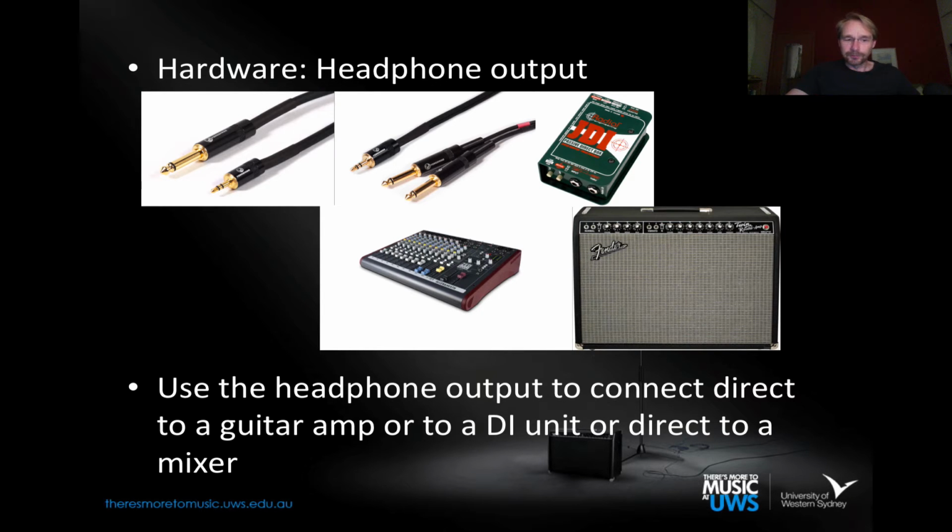A simpler option, but perhaps less reliable, is to use the headphone output to connect directly to a guitar amplifier or a DI unit, or once again directly to a mixer. You'll need a 3.5mm stereo mini jack to either a single mono quarter-inch jack or to two mono quarter-inch jacks if you want to use stereo.